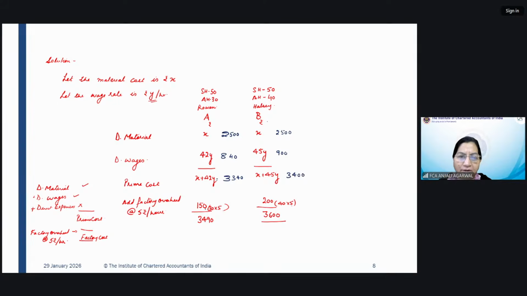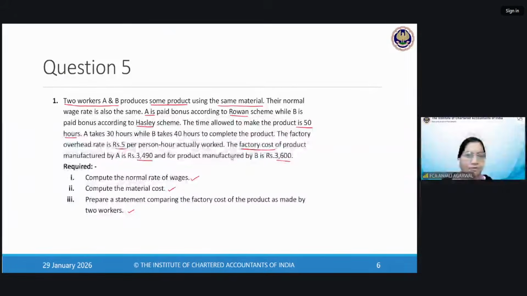If we add 150, this will become 3490. So that means your answer is perfect. 3400 plus 200, 3600. So you can also verify your answer, right? So I hope this question is clear. So first part, what is the normal rate of wages? It's 20 rupee per hour. What is the material cost? Comes out to be 2500.